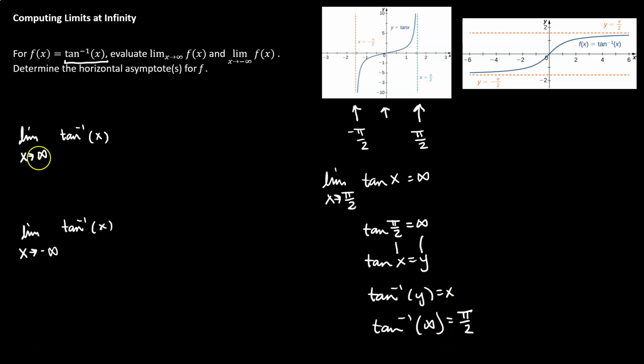So as x gets very, very large, tangent inverse approaches +π/2. And as x gets very, very small, tangent inverse would approach the other asymptote at -π/2. In this case, we have two horizontal asymptotes, and we can see that in the picture at the top right of the screen: one occurs at y equals +π/2, the other at y equals -π/2.